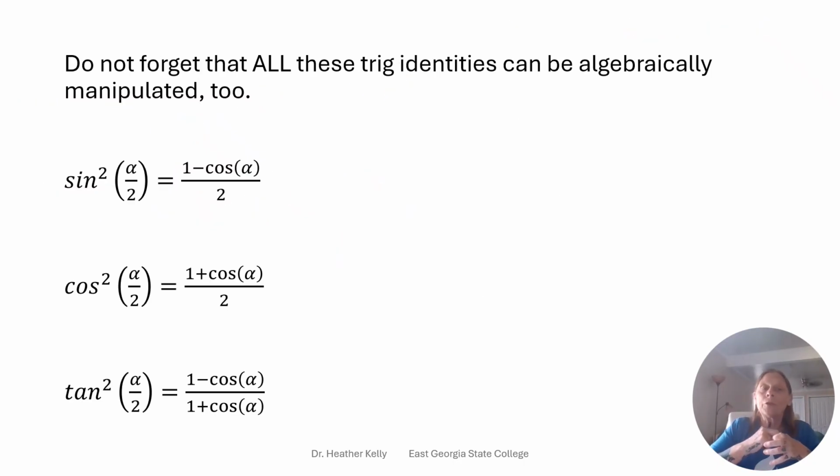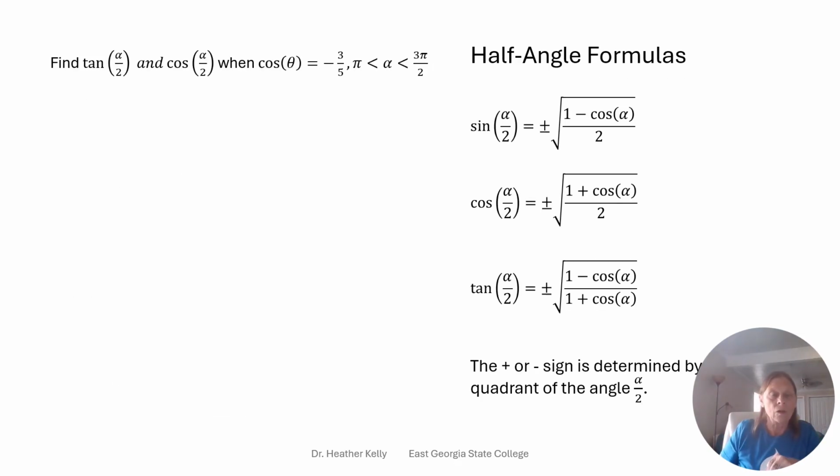I also want to remind you that all of these trig identities can also be algebraically manipulated, and so I took the half angles and I squared both sides, and I got these formulas. Okay, so let's take a look at this one here. So we see what we're already accustomed to seeing, which this just prompts us right away to make ourselves a little triangle. This should actually be alpha. I made a typo, and that should be an alpha. So I'm going to write an alpha there.